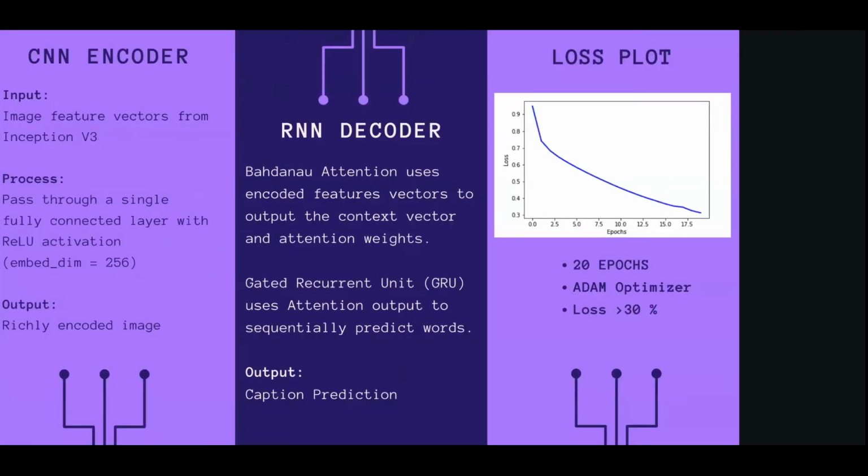So once the image passes through the encoder, the RNN decoder processes the features to make sequential word predictions using visual attention. The output is a caption prediction. So in my model, I ran 20 epochs with an Adam optimizer, and my loss was a little over 30%, so I knew my captions wouldn't be perfect. Let's take a look at a few.